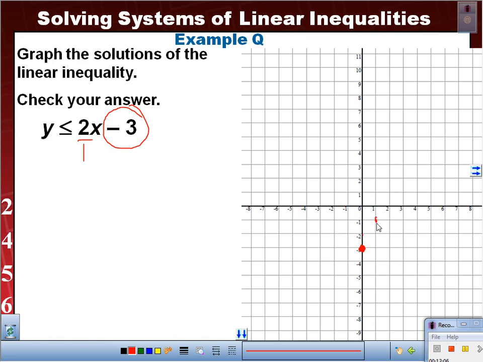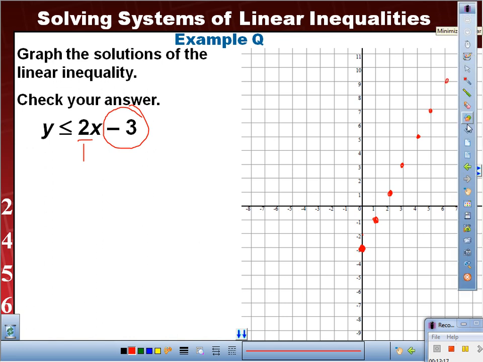1, 2, 1 to the right. I plot my point and I do it again. 1, 2, 1 to the right. Plot my point, do it again, and again, and again. Why do I need to make that many points? Because the more points, the straighter the line. Now, before I do anything else, here goes the key point. Look up, please.